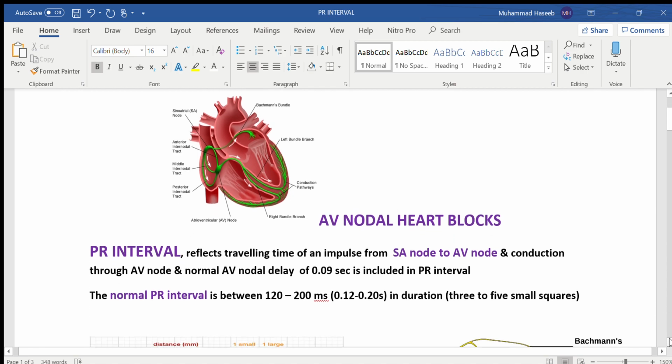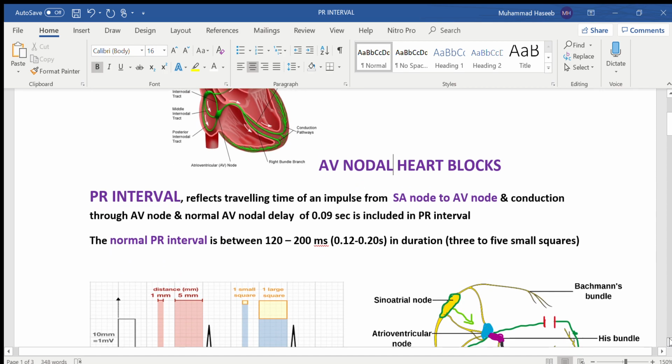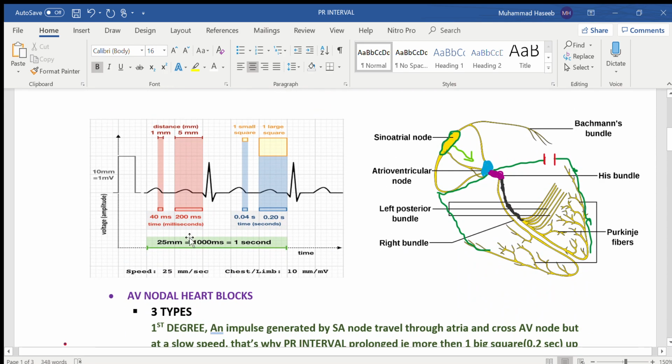If you look at the diagram, you can see the pinkish color. This pinkish color is the normal PR interval. That is the beginning of the P wave up to the beginning of the Q wave. So this is a normal PR interval, and actually this PR interval reflects the traveling time of the impulses generated here from the SA node, and they ultimately travel in this direction. This is the vectorial direction.